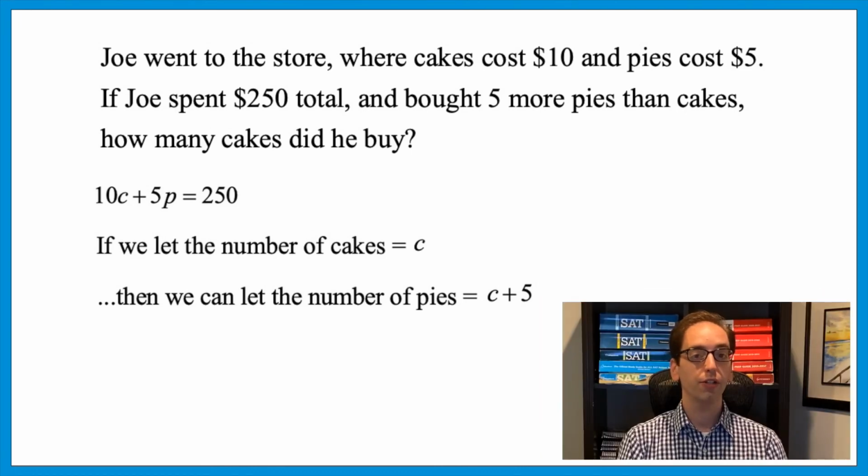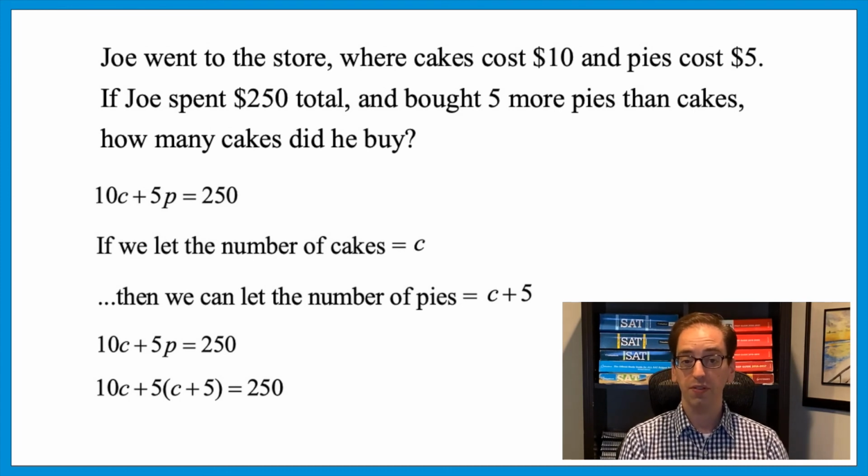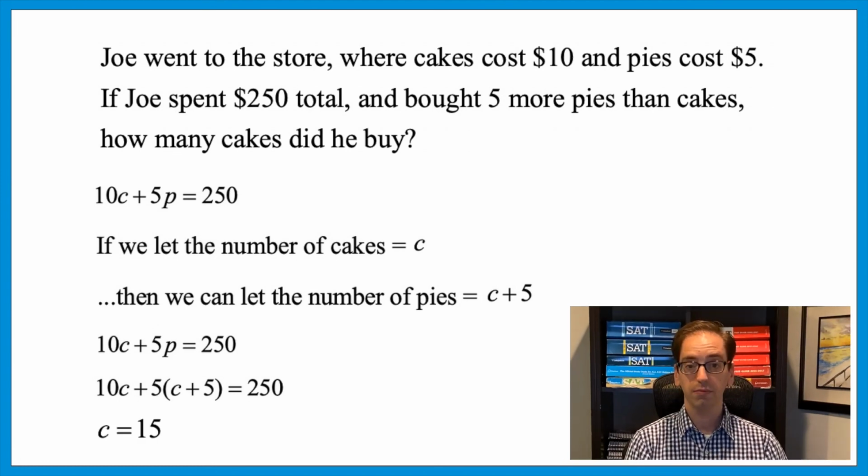So we can take our new name for pies, c plus 5, and plug it into the expression we already have. 10c plus 5, parentheses, c plus 5, equals 250. And if you were to distribute that through and then isolate the variable, c would be 15. Again, notice the common theme. Instead of using two variables, we're using one.